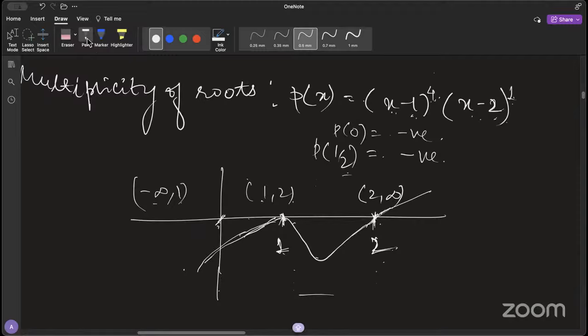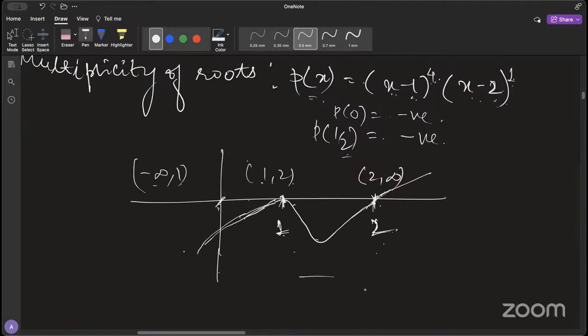And then you can also check the y-intercept. What's the y-intercept of this polynomial? You put x as 0, and it comes out negative. It's -2, right? This is your y-intercept, (0, -2).